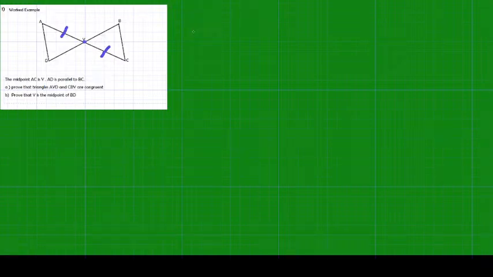AD is parallel to BC. So how do we mark that? We put arrowheads here. Now what's the requirement? The requirement is to prove that triangle AYD, that's this triangle with a tick, is congruent to triangle CBY, that with a cross. Here it is, okay, Y.